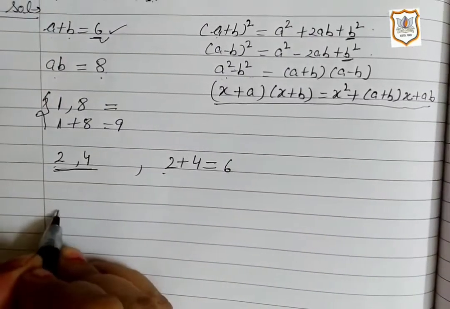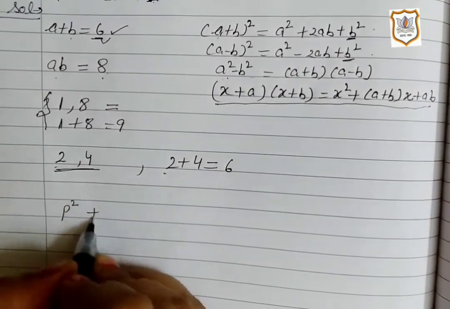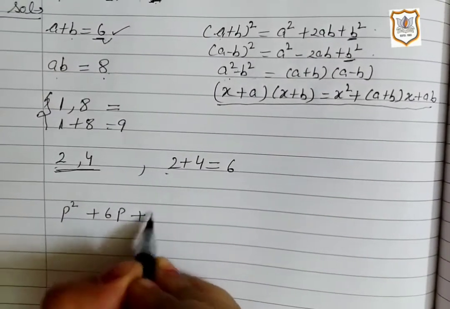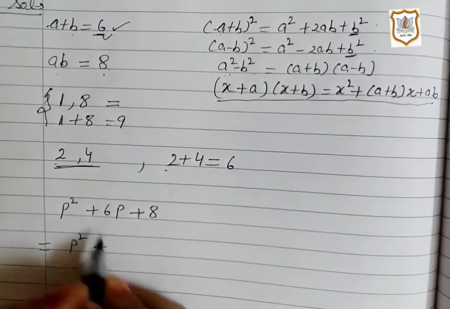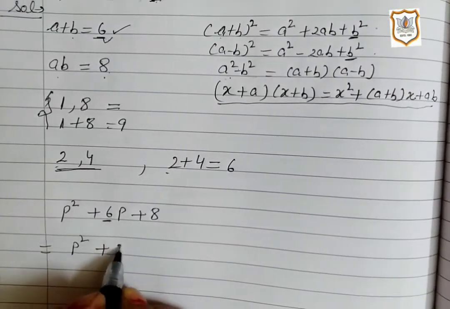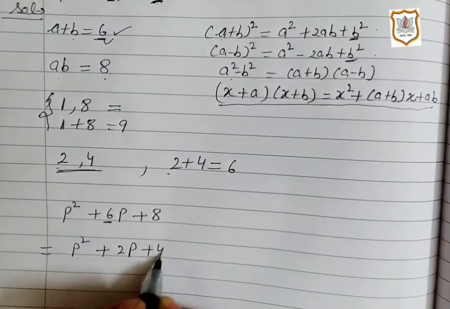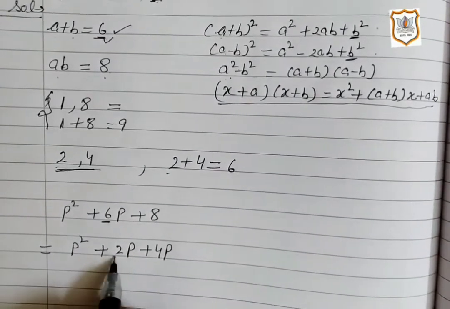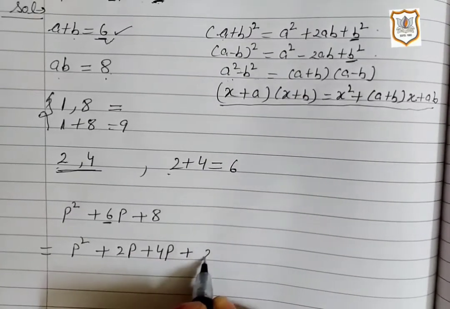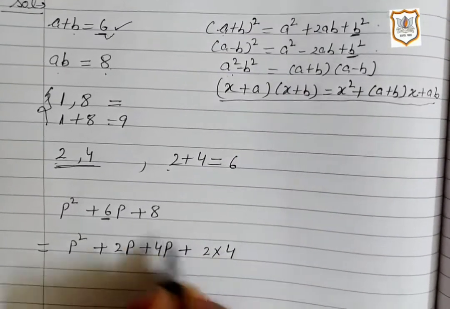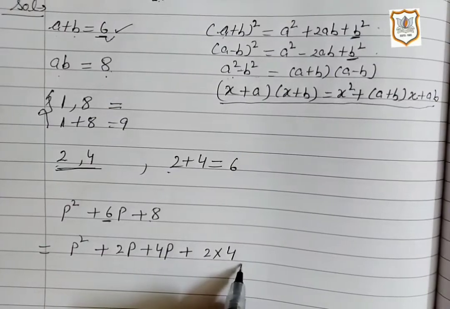So here we will first write down the question p square plus 6p plus 8. Here we will write p square plus, in the place of 6p we will write 2p plus 4p. Here 2p plus 4p will be 6p, and then plus 2 multiplied by 4, as 2 fours are 8.